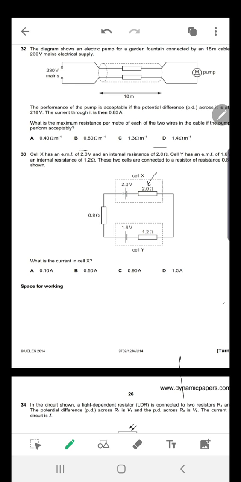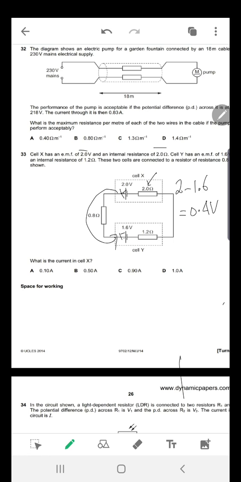Since this is a positive plate, and this is a positive plate, they are connected like this, so we need to subtract to get the overall EMF. The overall EMF will be 2 minus 1.6, which equals 0.4 volts, right? Why am I subtracting? Because both positive plates are facing each other. It should be positive towards negative and then positive; then you add up.